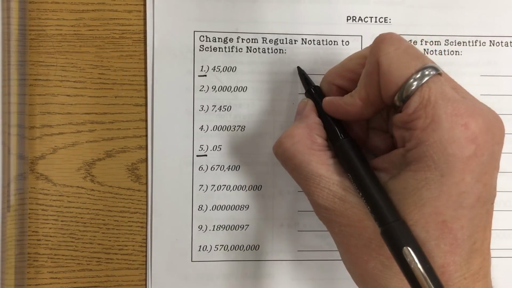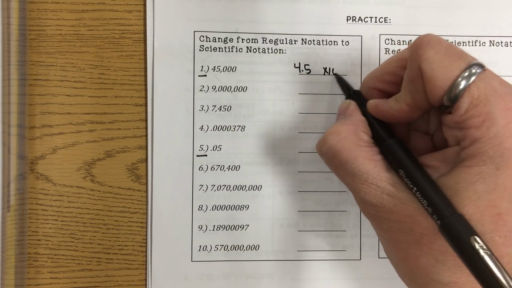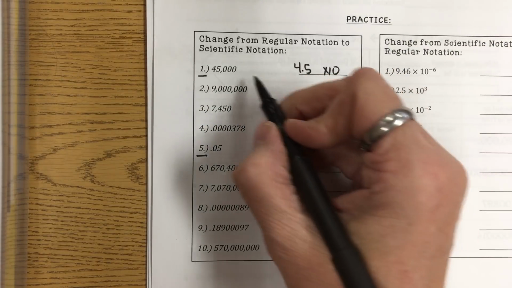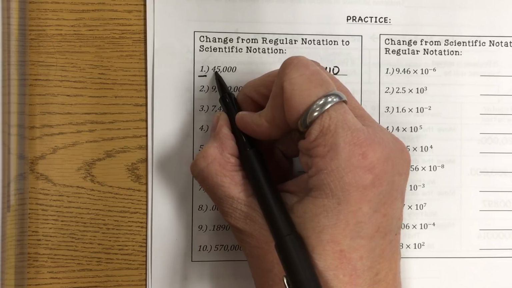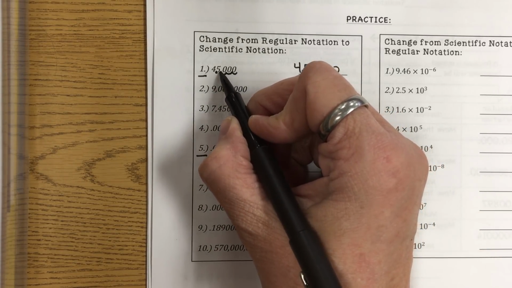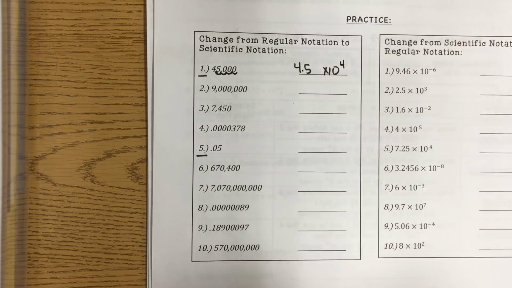Okay, that should be 4.5 times 10. Now I'm looking at this. This is bigger than 1, so I know it's going to be a positive. So my decimal point is going to go here. I'm going to move it over 1, 2, 3, 4 times. So that would be to the positive 4.